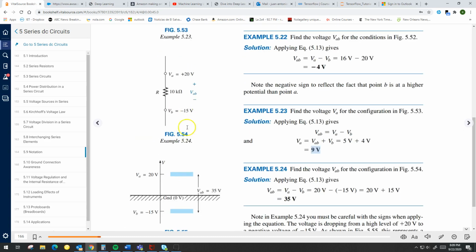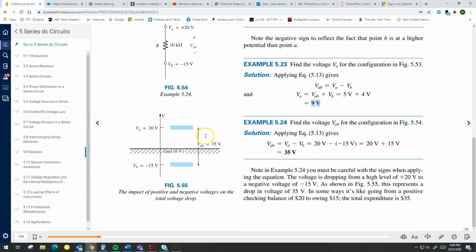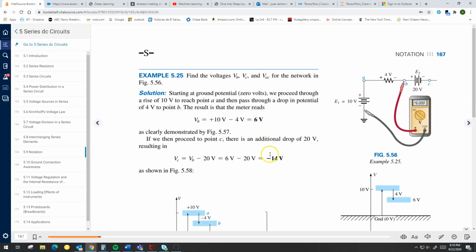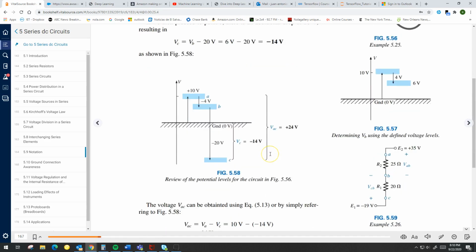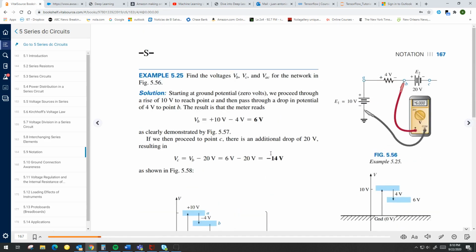This is 524. Looking at this figure, it says, what is the voltage AB in this example? Well, again, the voltage AB is going to be 20 minus 15, right? It's always important that you take the sign into account. So 20 minus 15 gives you 35 volts, okay? So that's what this indicates, okay? All right. So more examples of the same.